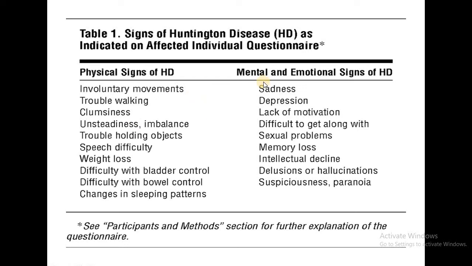When you come to the mental and emotional signs of Huntington disease, that is sadness, they will suffer from depression, there is a lack of motivation, difficulty getting along, sexual problems, there will be memory loss, and there will be intellectual decline and delusions or hallucinations and suspiciousness and paranoia. These are the mental and emotional symptoms of Huntington disease.